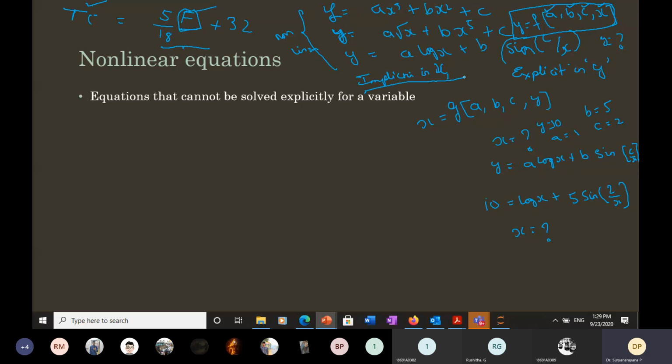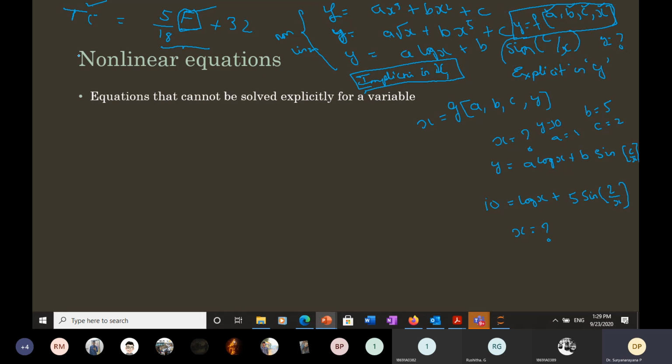Now, the equation itself is an equation, but in terms of one variable, this equation is implicit. If you want to find y in this equation, it's easy. It's explicit in y. But if you want to find x given a y, this becomes an implicit equation. So what we learn in this module is how to solve such implicit nonlinear equations.